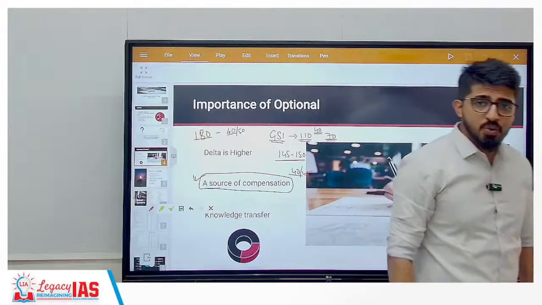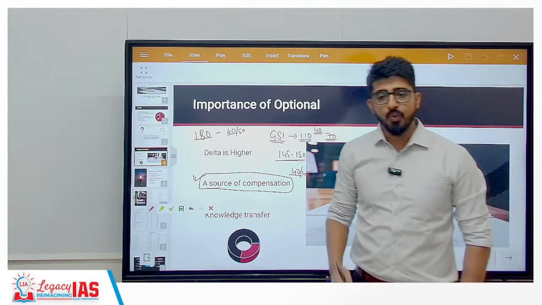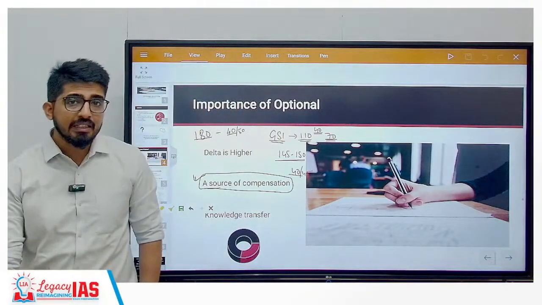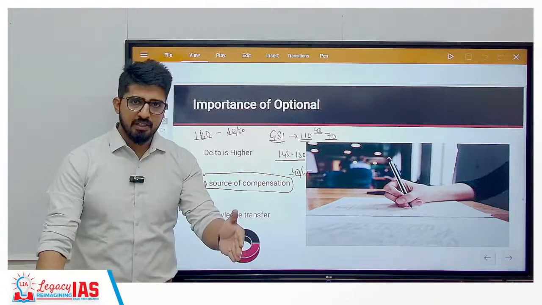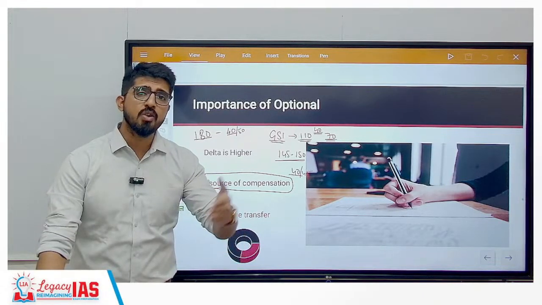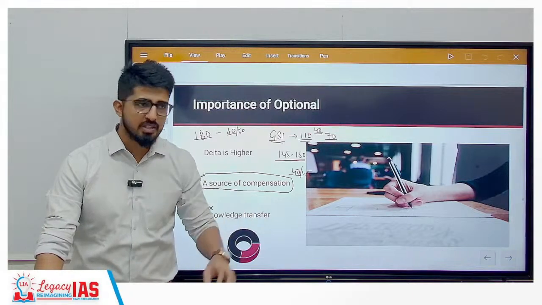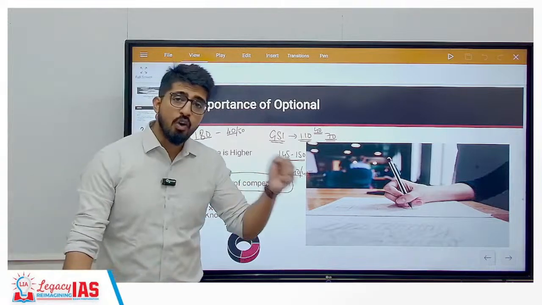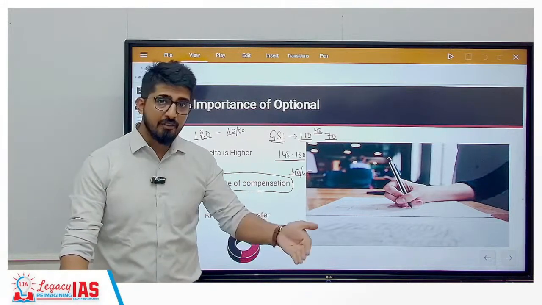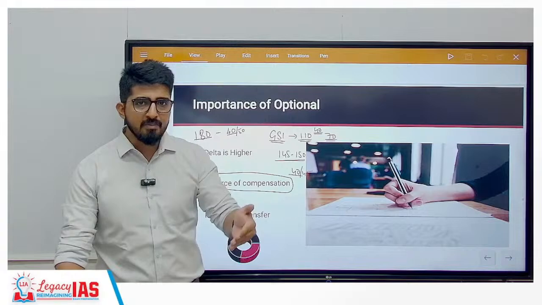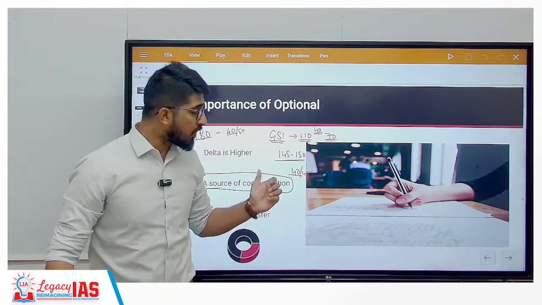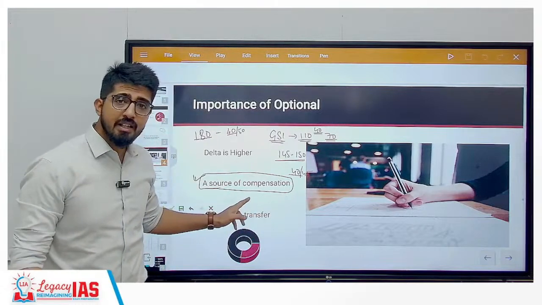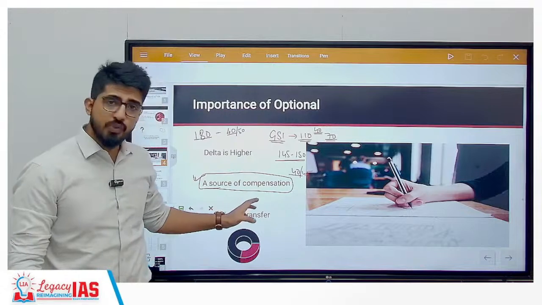This is very much true for the people who are choosing sciences as optional. If people are choosing sciences as optional, say for example somebody is choosing math as an optional, they have to focus a lot on their optional because they get the scores in ones and zeros. So I'll touch upon that aspect later. So they're going to spend a lot of time on that, because of which they will not be able to commit themselves a lot of time and energy on the GS subjects. So whatever you lose in GS, you can make the gains in optional. Okay, it is a source of compensation.